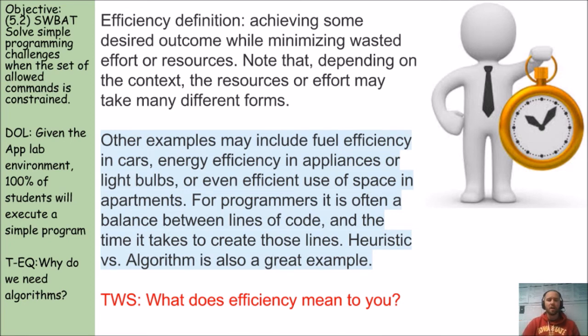Note that, depending on the context, the resources or effort may take many different forms. Other examples may include fuel efficiency in cars, energy efficiency in appliances or light bulbs, or even efficient use of space in apartments. For programmers, it is often a balance between the number of lines of code and the time it takes to create those lines. Heuristic versus algorithm is also a great example of the idea of efficiency in computer science. So my think, write, share here: what does efficiency mean to you?